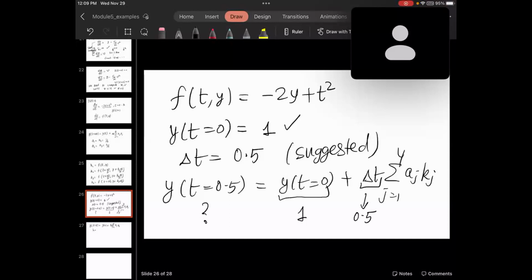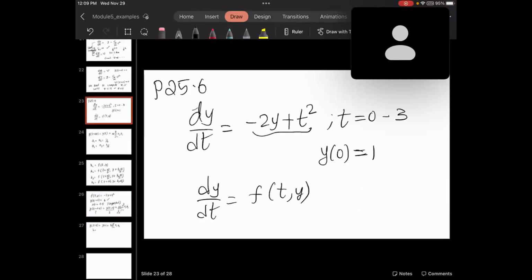Okay, so we are doing an example from the book. Problem number 25.6. This is the problem. I'll give you a second to write this down, and then we can continue. So we're going to solve this using the RK4 method. Can we proceed? Yeah, I have it down.